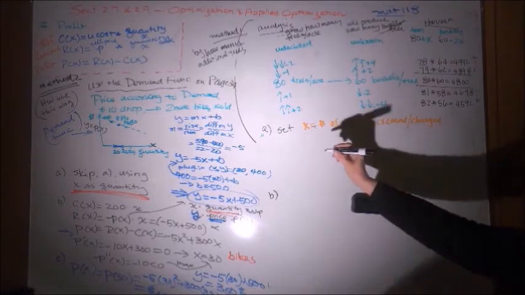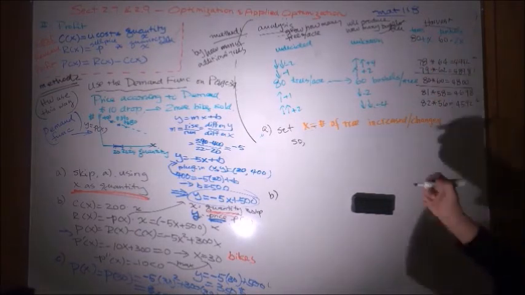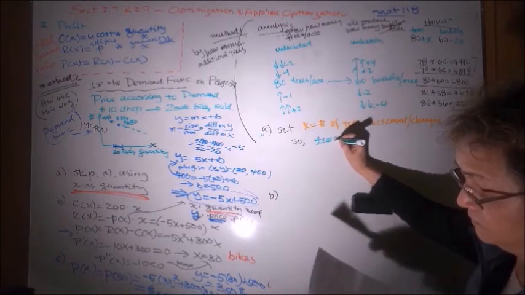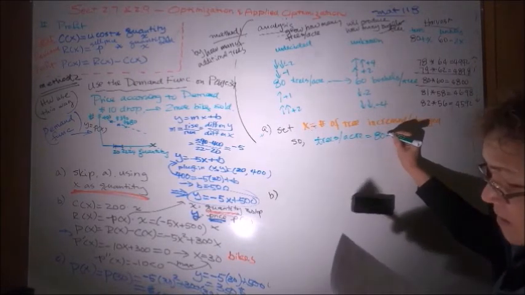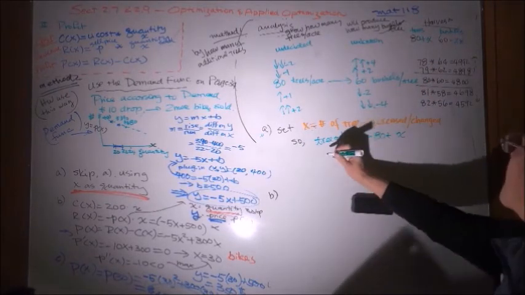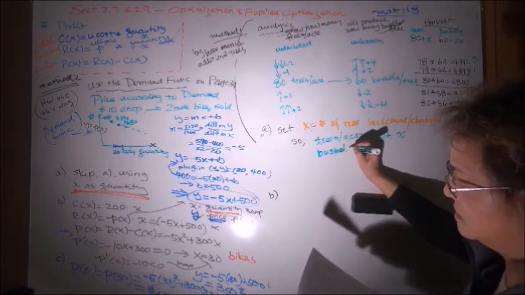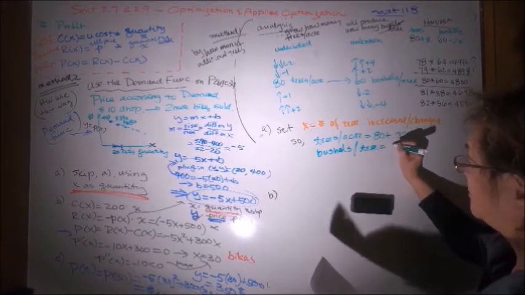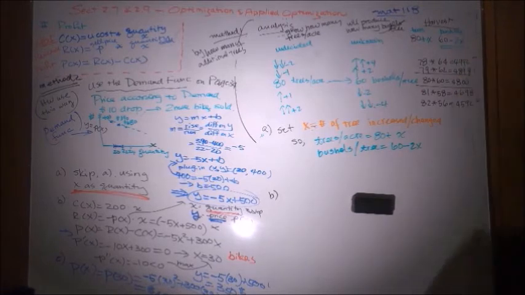right? So what do we have? How many trees per acre now? The trees per acre becomes 80 plus x, right? If x is negative, then it's a minus number. Then how many bushels per tree? Bushels per tree would be 60 minus 2x. Is that right?